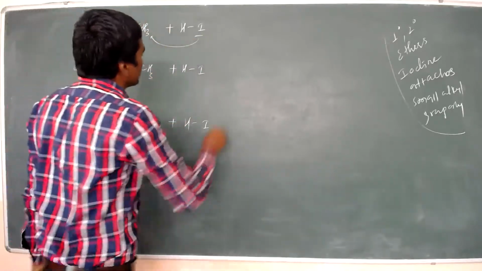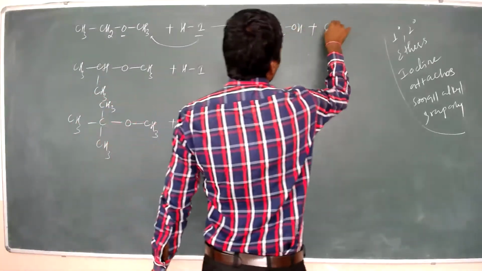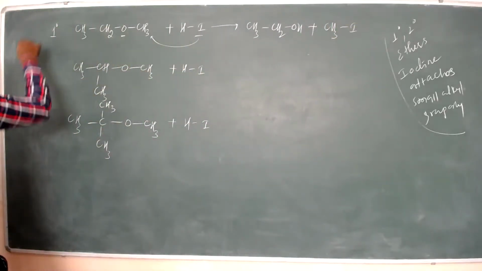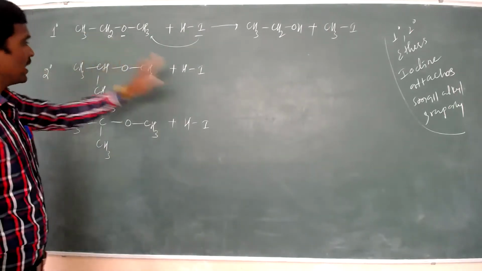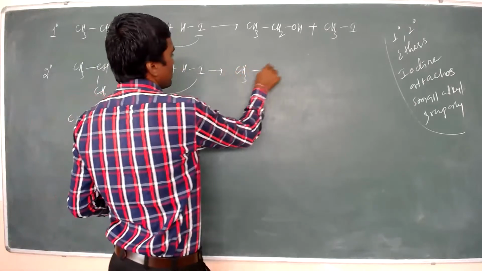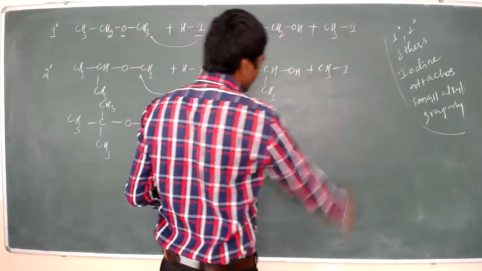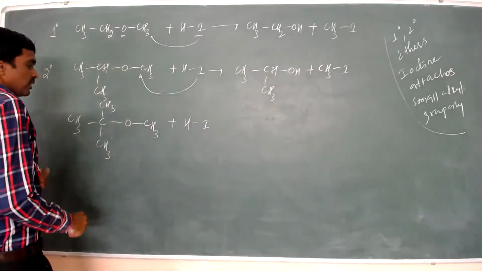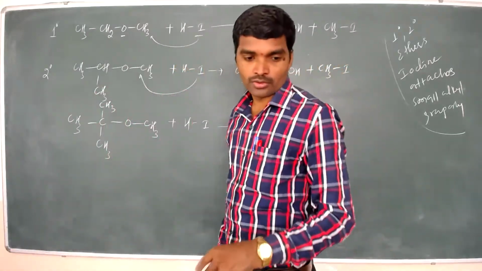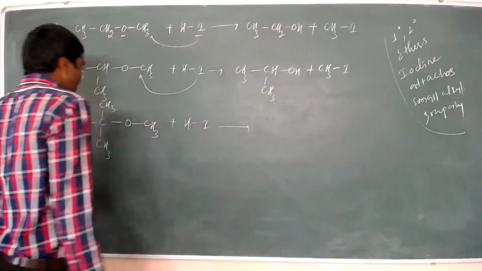Hydrogen is attached to oxygen. Then CH3CH2OH plus methyl iodide is formed, because these are primary alcohols. The secondary one also reacts with HI, and iodine is attached to the small alkyl group only, so isopropyl alcohol plus CH3I is formed. Right. Now, if you come to tertiary, remember, what happens now if you take a tertiary alkyl group?